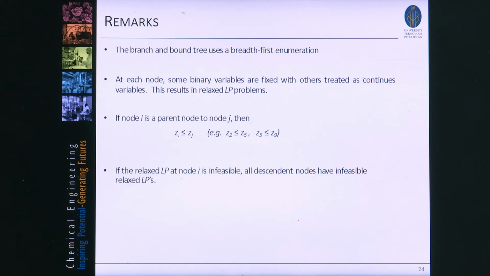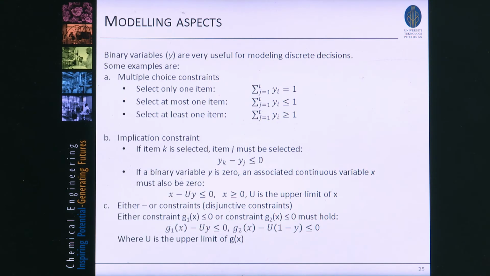The branch and bound tree uses a breadth first enumeration. At each node, some binary variables are fixed with others treated as continuous variables. This results in a relaxed LP problem. We've seen this. And if node I is a parent node to node J, as we have discussed, Zi has to be less than or equal to Zj because we want to minimize it. And if node I is infeasible, then all of the descendants of node I are infeasible.